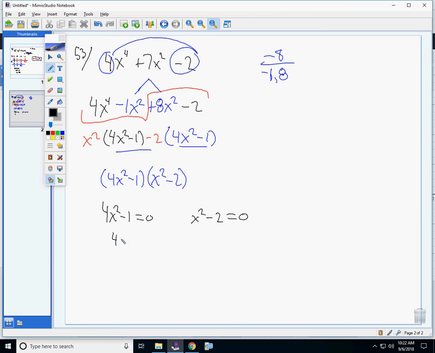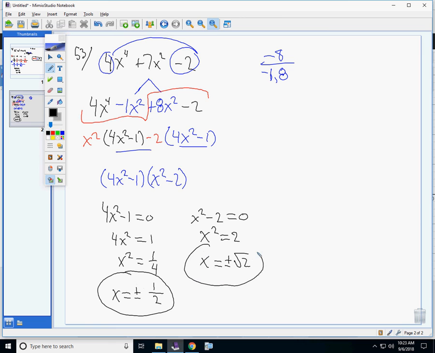So I would add the 1 over to the other side, then I would divide by the 4, and then I would square root. So the square root of 1 is 1, the square root of 4 is 2. So I have plus or minus a half from that one. The other one, I'm going to add the 2 to the other side and then square root, so I get plus or minus the square root of 2. So there are my 4 answers, and because of the exponent of 4 here, there are a maximum of 4 zeros to this function.